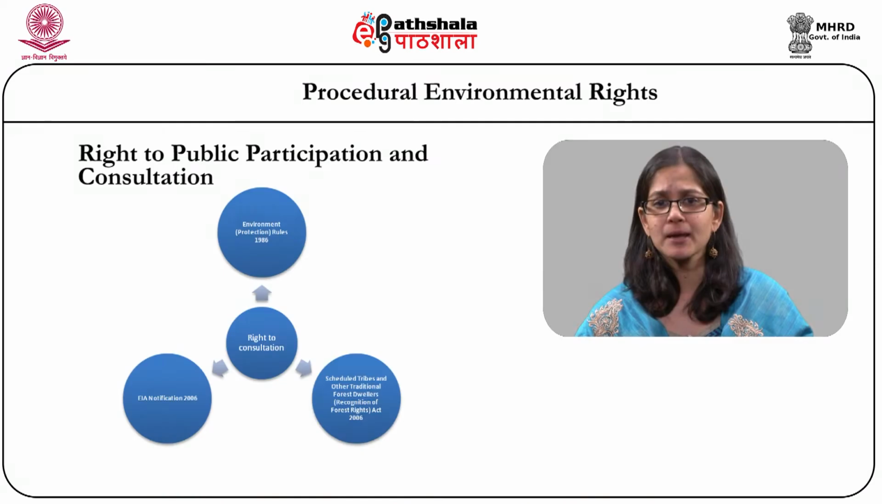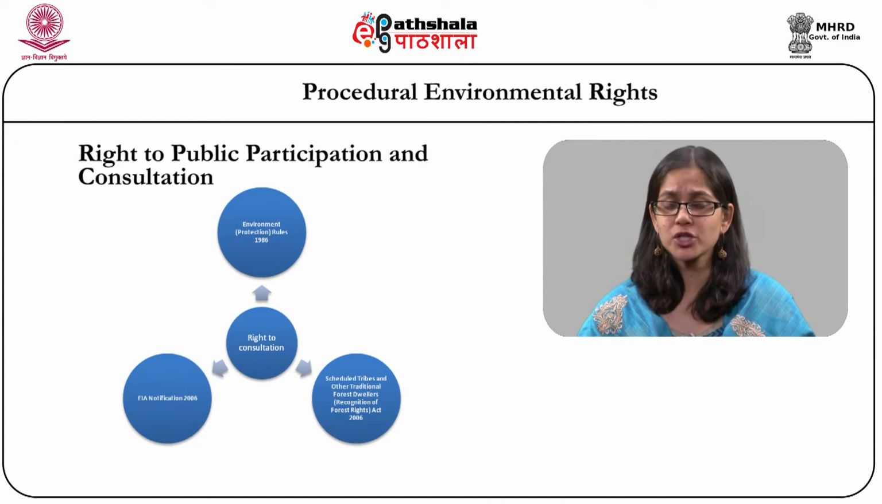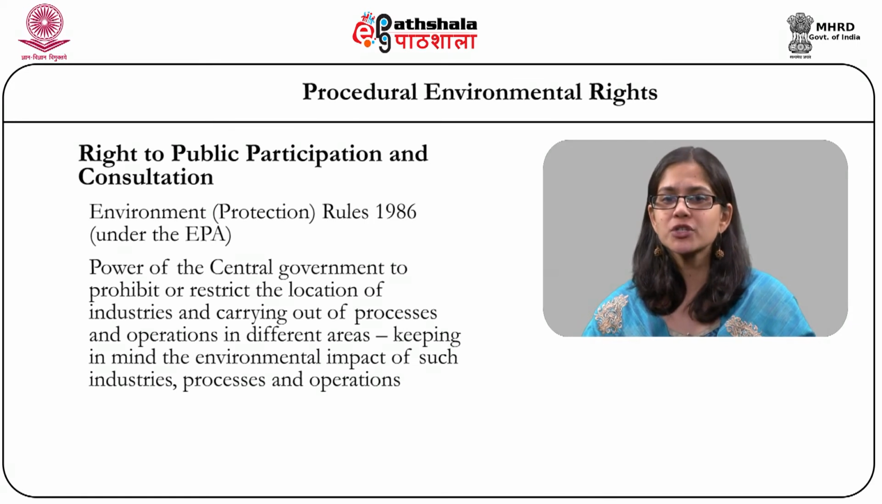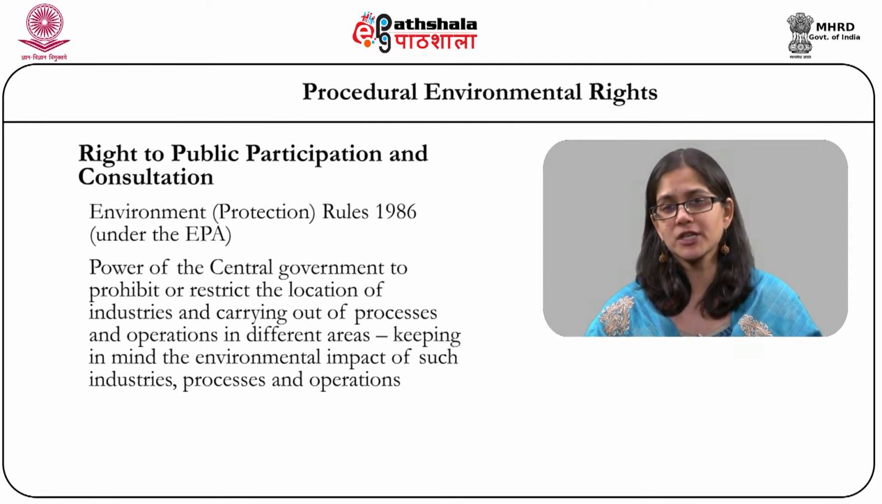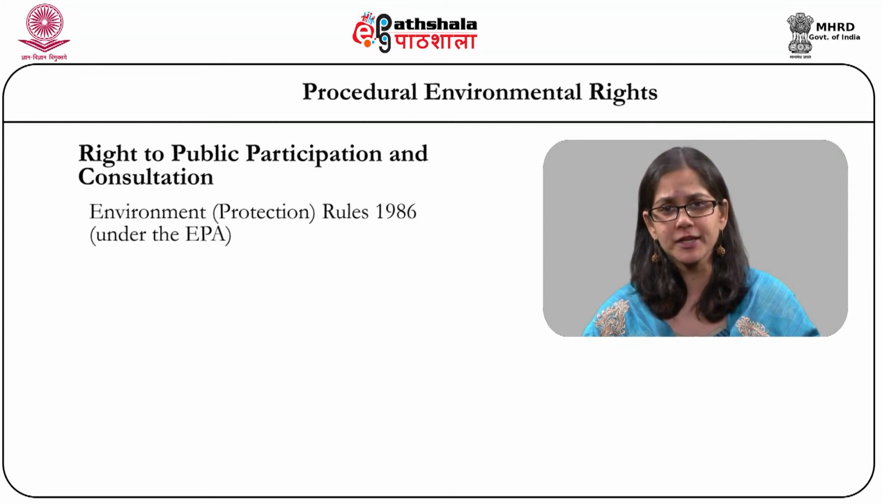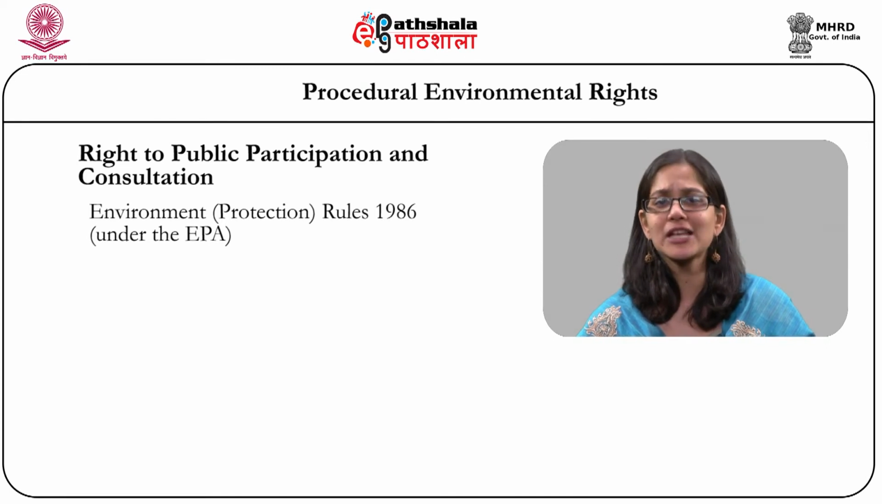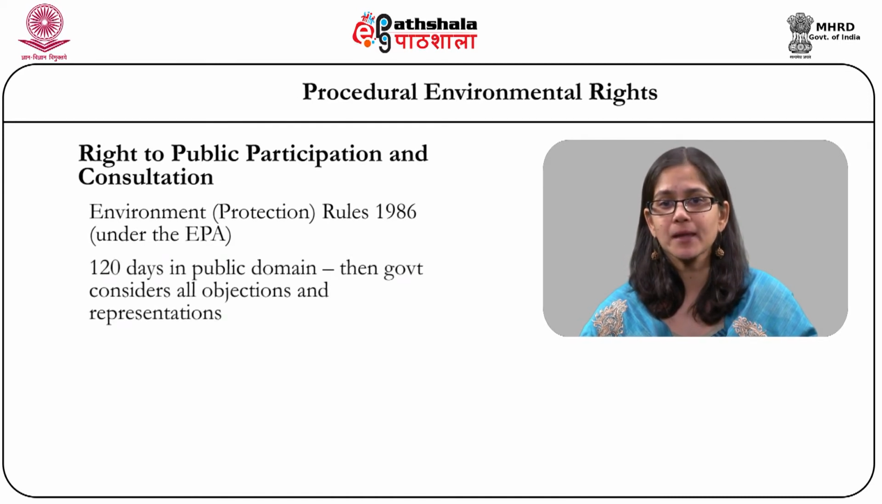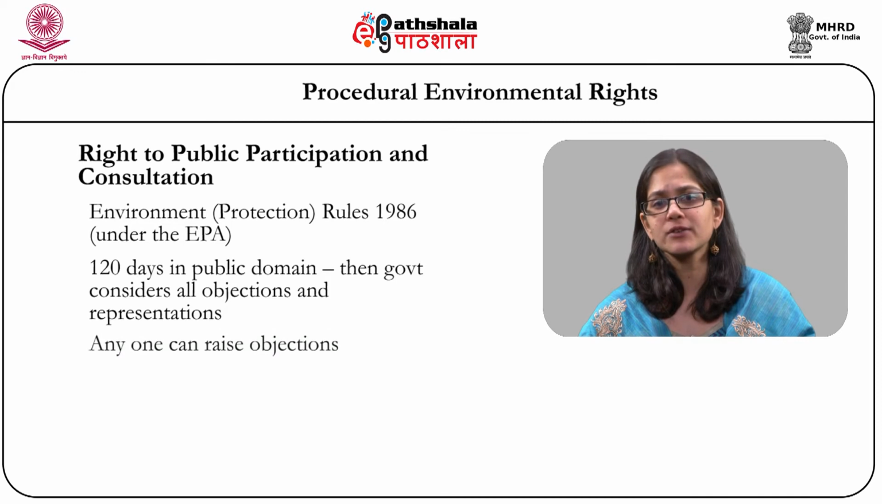Now let us again look at 3 environmental regulatory instruments where the right to public participation and consultation has been included. First, we can look at the Environment Protection Rules of 1986, which have been issued under the Environment Protection Act of 1986. The Act gives the power to the central government to prohibit or to restrict the location of industries and carrying out of processes, keeping in mind the environmental impact of such industries or processes. In the process, the government has to issue a notification giving out the rationale for restricting or regulating the area, which are the industries which will be affected, which are the areas. All this information has to be put in a notification and put out for consultation for at least 120 days. During these 120 days, anyone can raise objections.